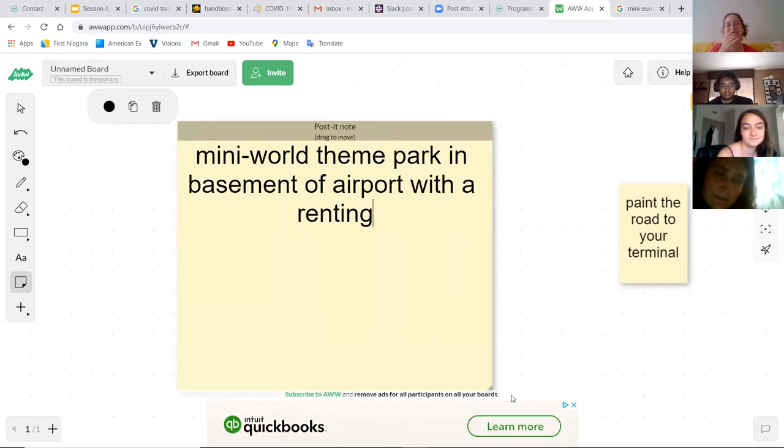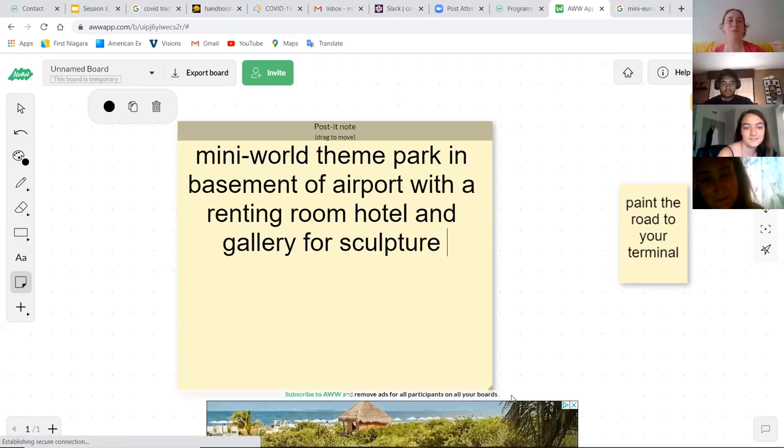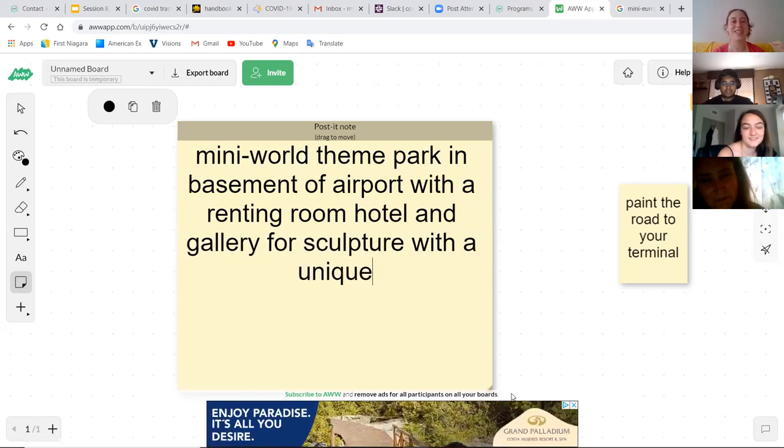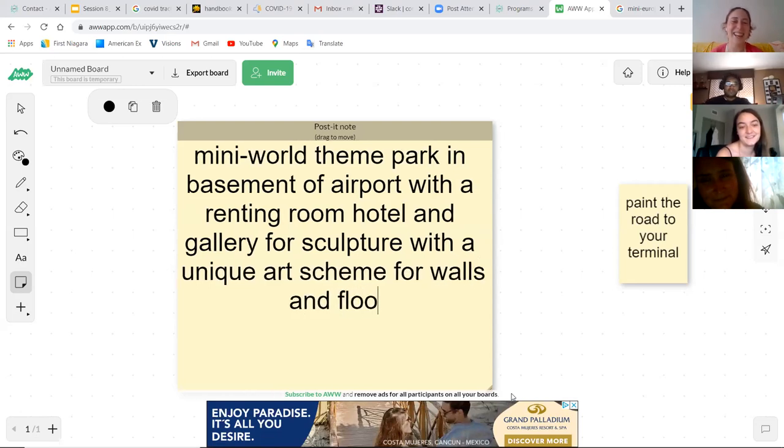With a renting room hotel and gallery for sculpture. That's awesome. You can even make unique art with a unique art scheme for walls and floors.